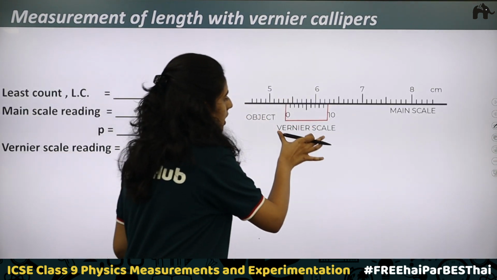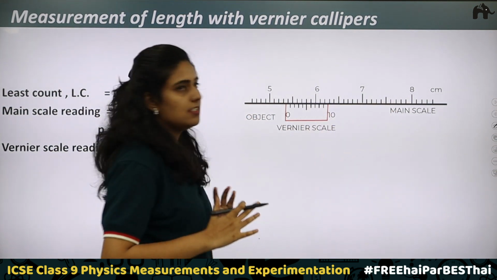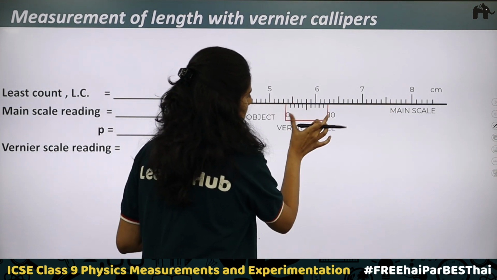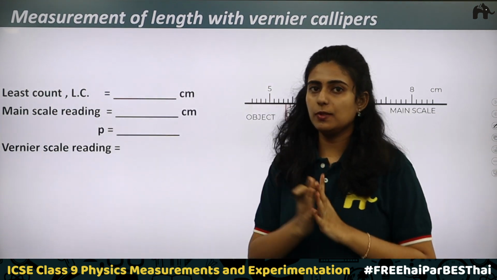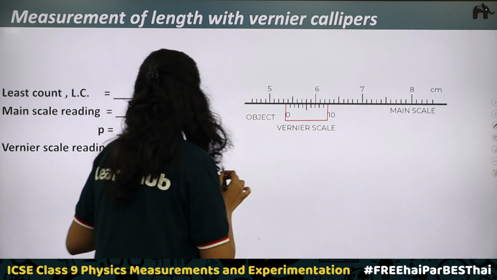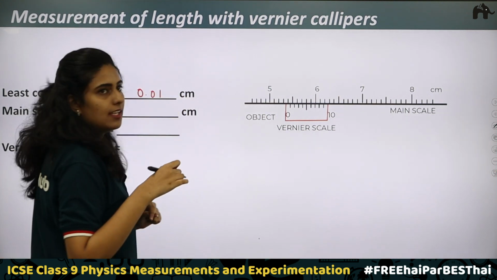Now let us see how to read the vernier reading. Okay, so here this is how it is. This is your main scale and this is your vernier scale. Now first we have to find the least count. What will be the least count? In this case, for a normal vernier caliper, it is 0.01 centimeters.